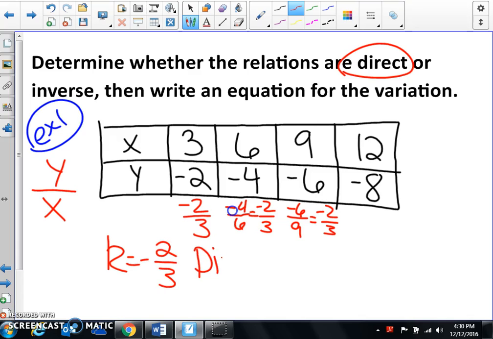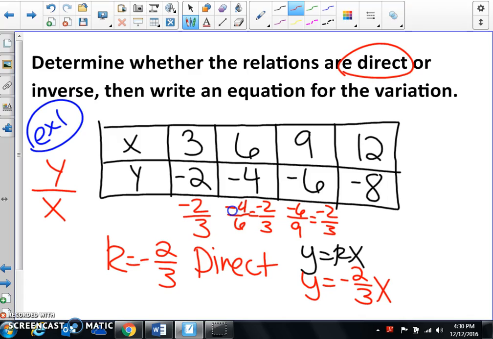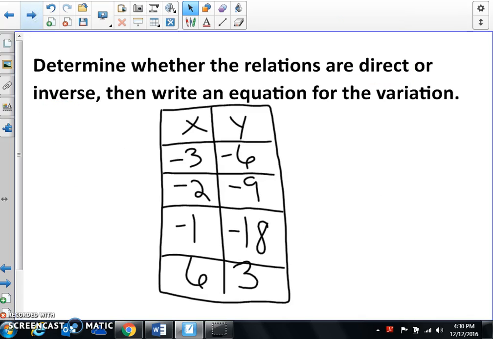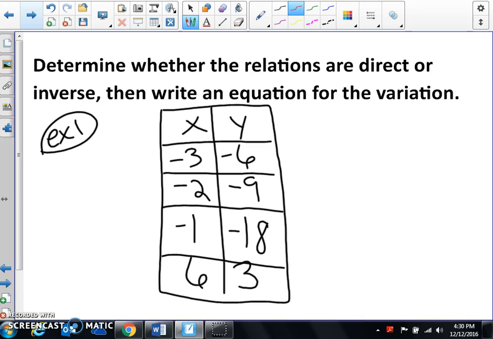I know it's direct, and so I just plug it into my equation, which is y equals kx. If my k is negative 2/3, y equals negative 2/3 x. Next one. Same thing. I'm just determining if it's going to be inverse or direct first. So multiplying is by far easier. So let's start with multiplication.